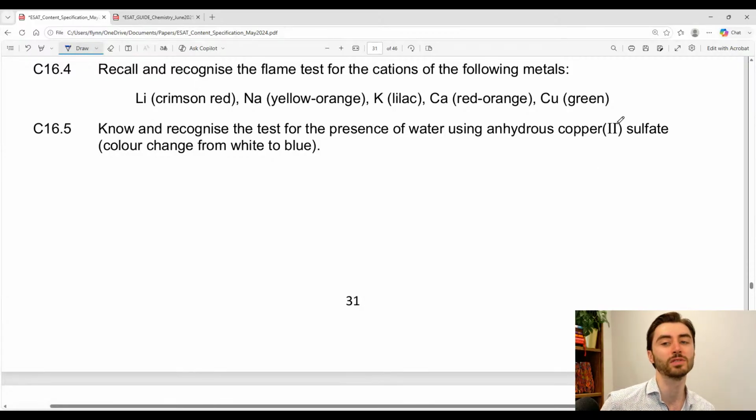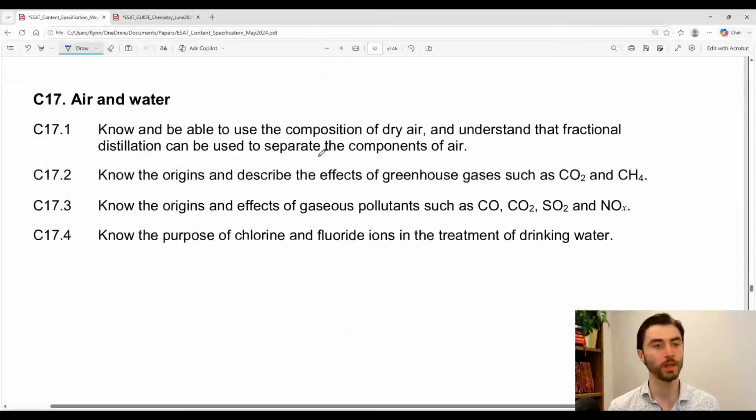Presence of water: anhydrous white copper sulfate goes blue. Air and water. Air is 78% nitrogen, 21% oxygen, 0.9% argon, 0.09% carbon dioxide, rest trace. If these things increase, that's global warming. Origins and effects of these things that kill you. Remember as well, the non-metal oxides form acids when they dissolve in water, so they are responsible for acid rain.